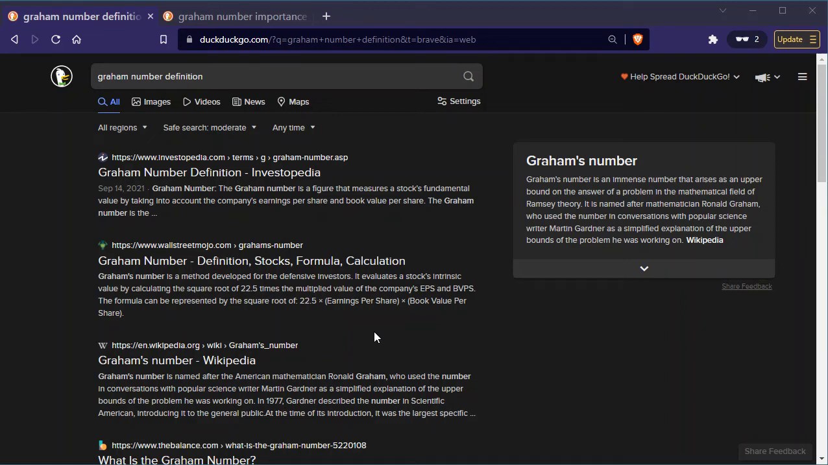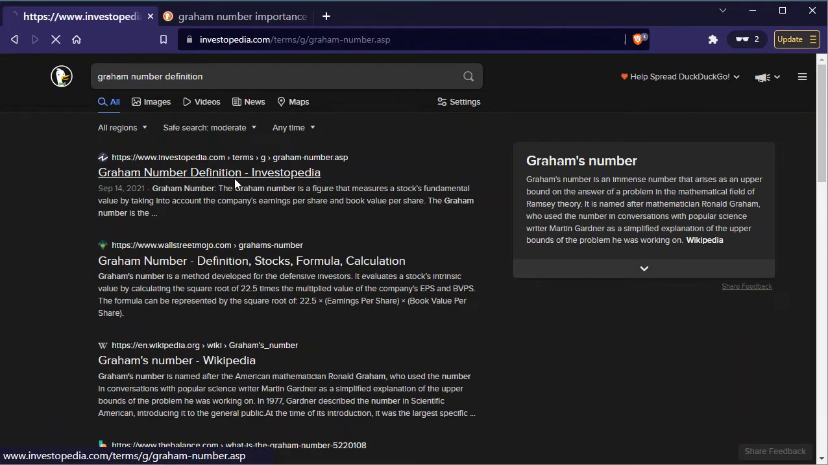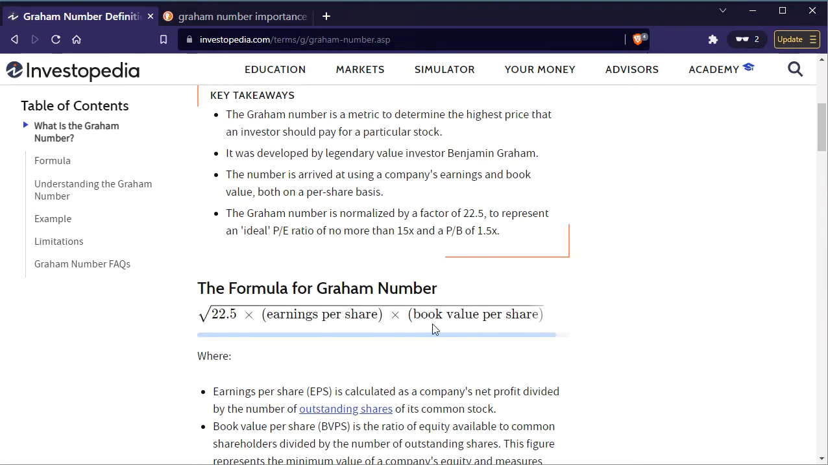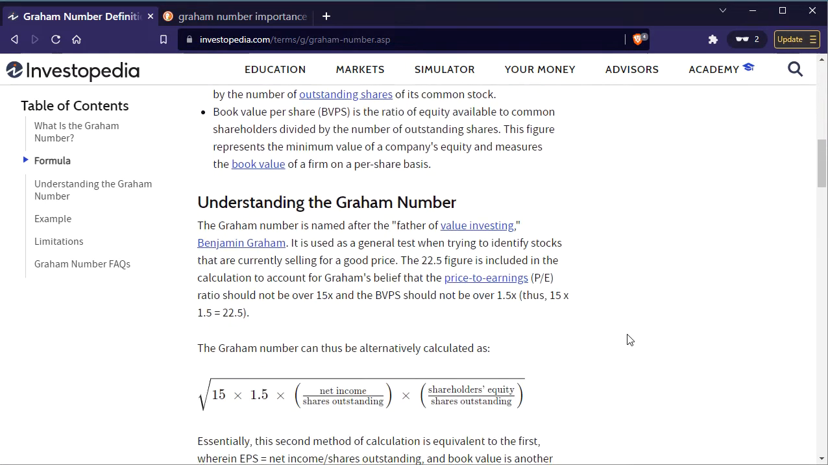Hello everyone. So in this video I'm going to talk about the Graham's number. The Graham number, or the Benjamin Graham number, same thing. It is used for various reasons. It is a number that we get after doing a few steps. Yeah, this is the formula for calculating the Graham's number.